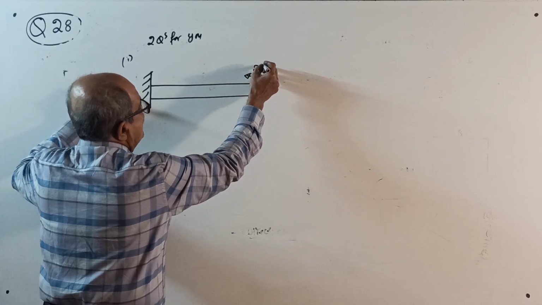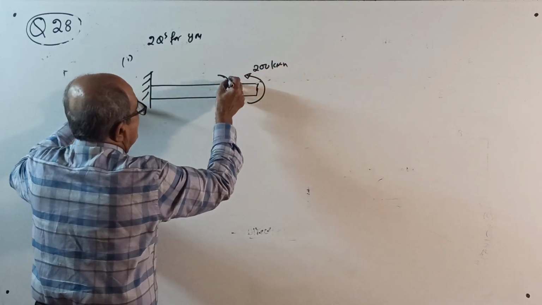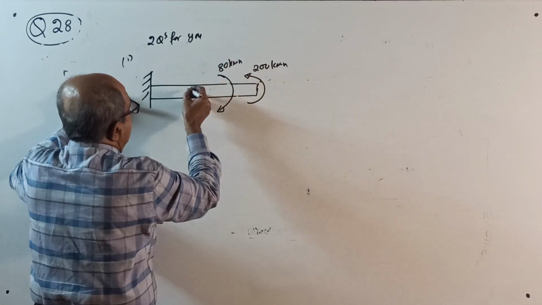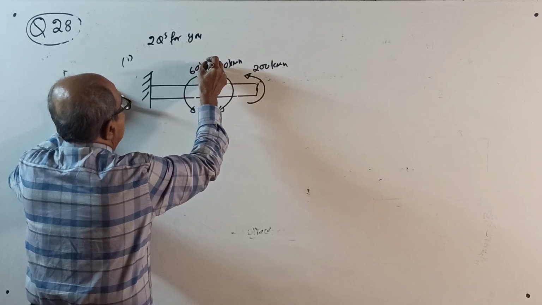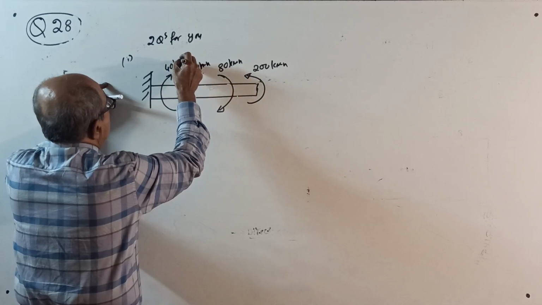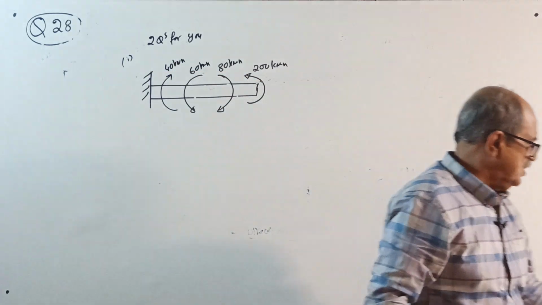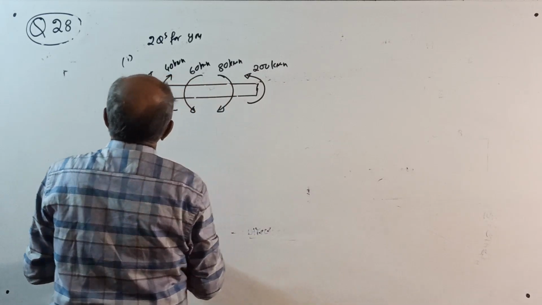Anti-clockwise 200 kilonewton meter, clockwise 80 kilonewton meter, anti-clockwise 60 kilonewton meter, clockwise 40 kilonewton meter. Distance I am not giving because it is not required. You take whatever distance you want. Over. This question, I'll give the answer here.